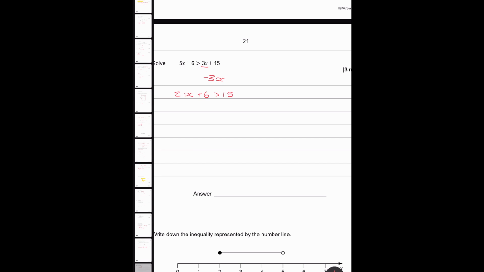Now we are going to do the opposite of the plus 6, which is minus 6. So we take 6 away from 15, which leaves us with 2x is more than 9. We only want to know what the value of 1x is, so we divide the 9 by 2, which gives us x is more than 4.5.